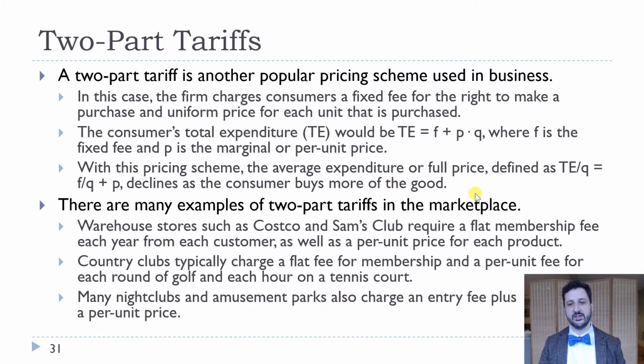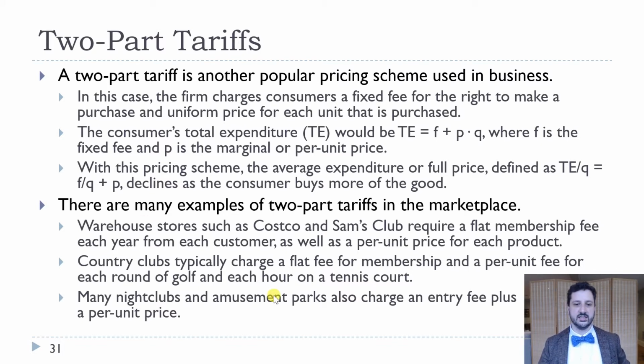Now, the idea there is that consumers get a lower average price for each extra unit they buy because they're spreading out that fixed price by Q. So the average price is just F divided by Q plus P. And so there are lots of examples, right? So, with flat membership fees at Costco and Sam's Club, country clubs have a flat fee for membership and then per unit fees for golf or tennis or dinner or whatever. And then, of course, nightclubs and amusement parks also have an entry fee plus a per unit price.